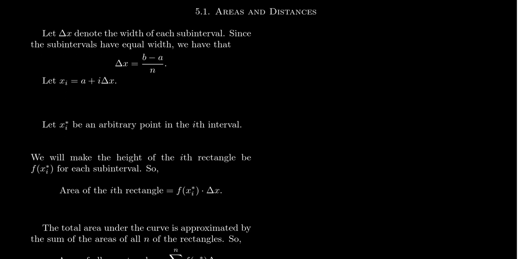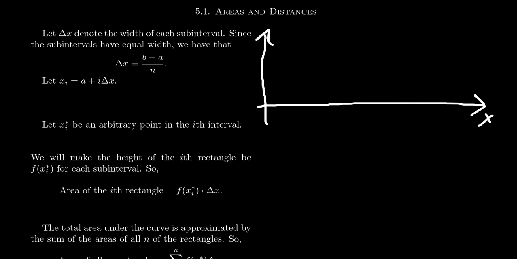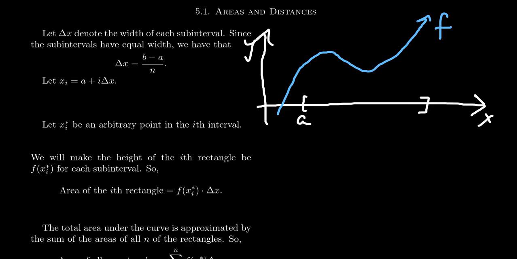So the area problem is essentially the following scenario. Let me just draw a picture real quick. We have the x-axis, we have the y-axis right here, and most importantly, we have a function. Let's say we have a function that looks something like this. This is some continuous function f. We're interested in what is the area under the curve between two values in its domain. So we have some value here, a, and we have some other value here, b.